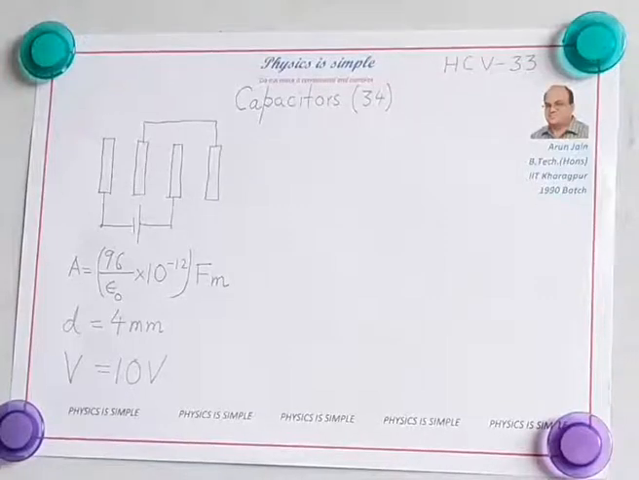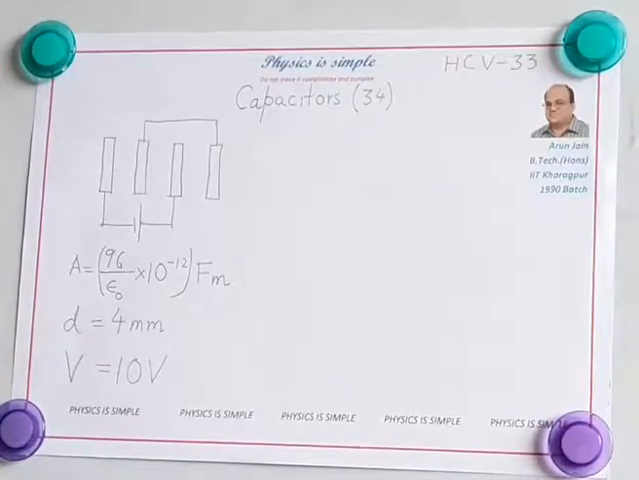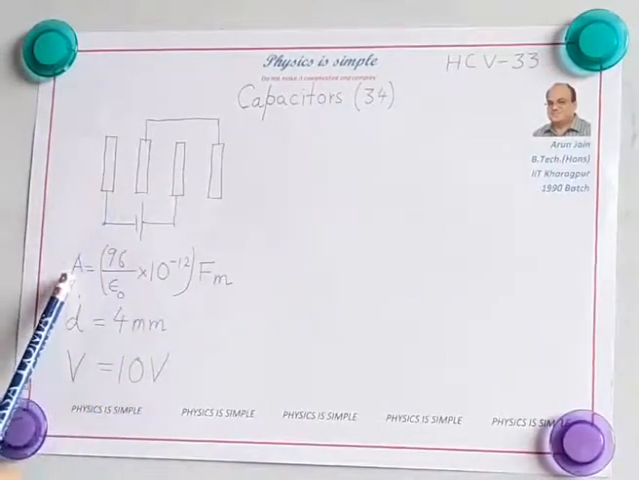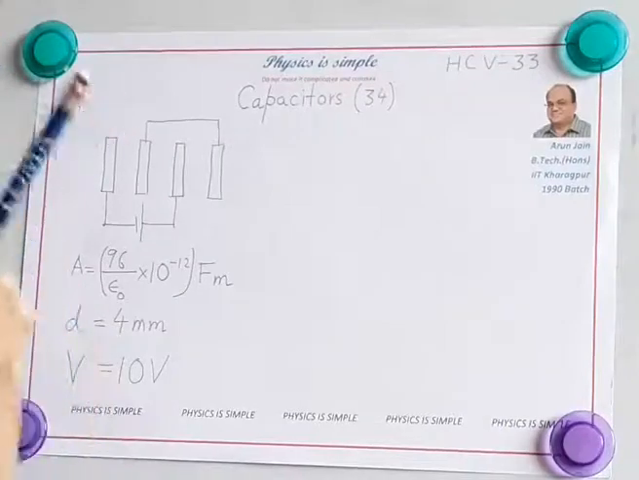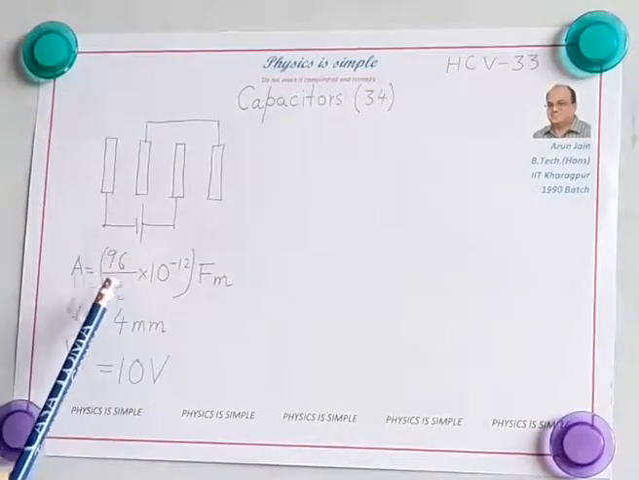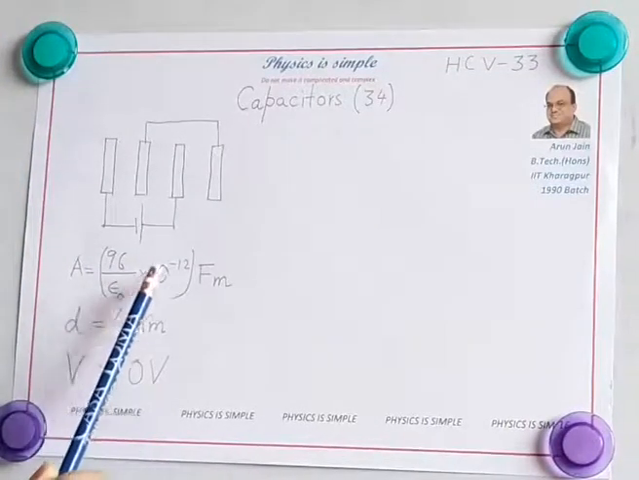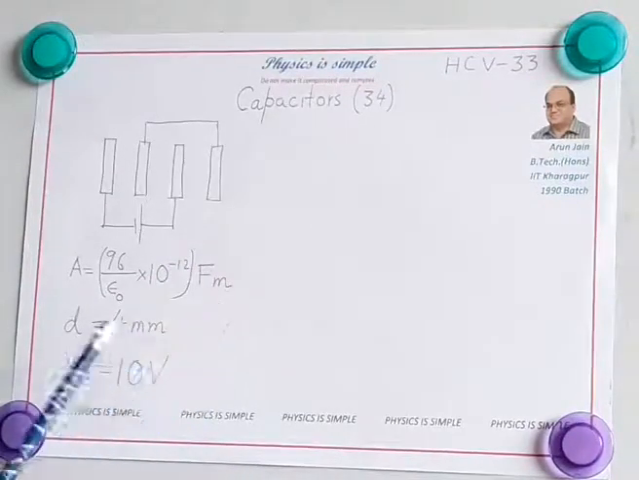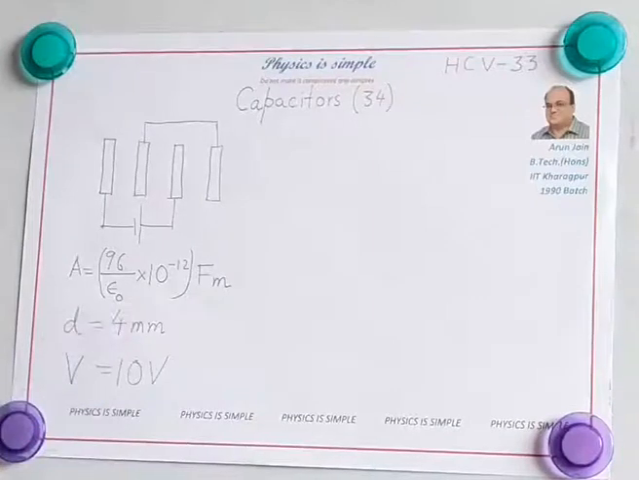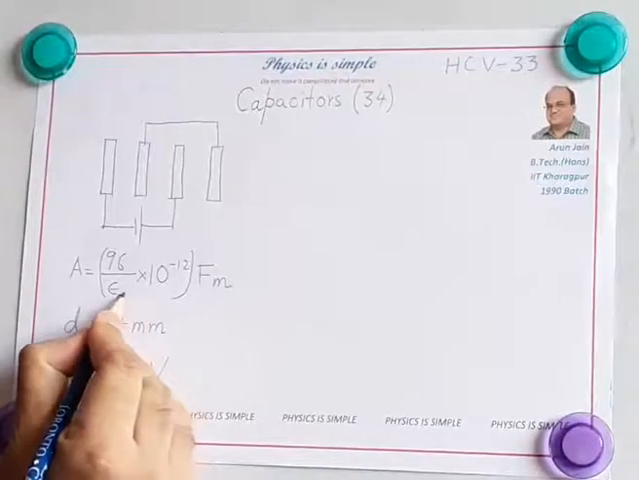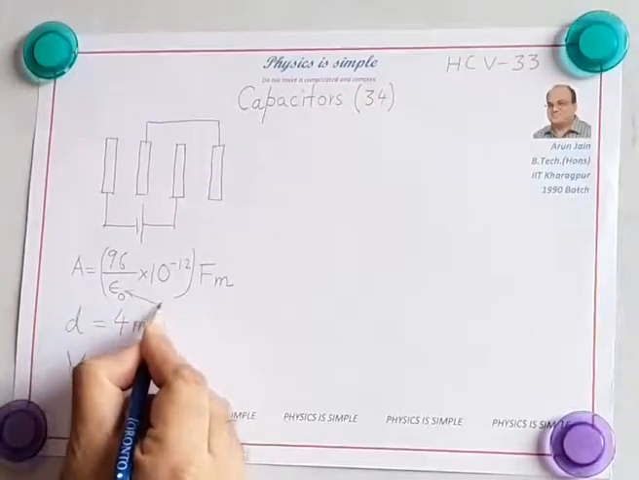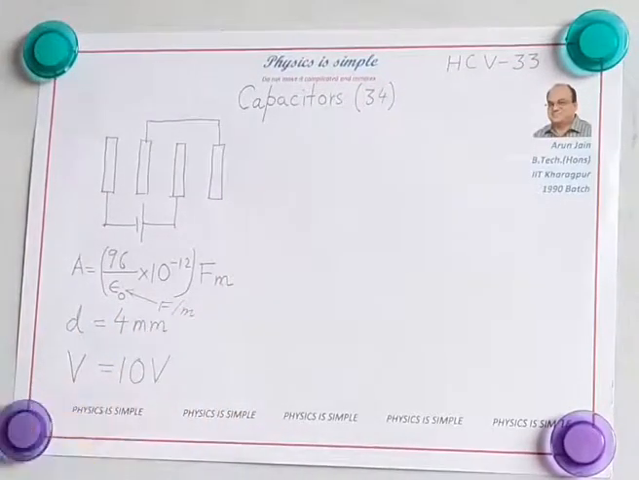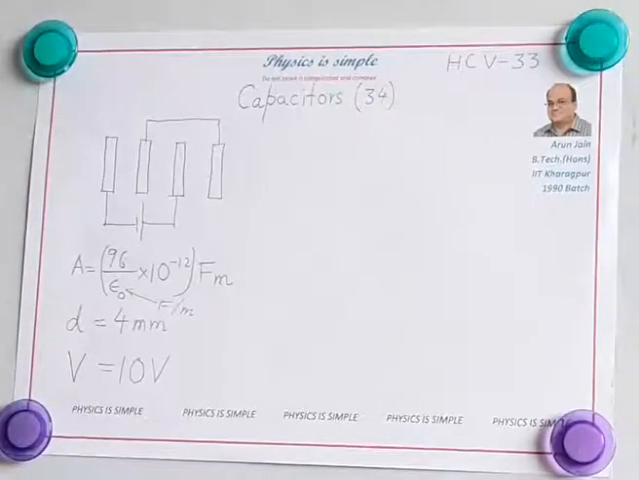This is a problem on capacitors. There are 4 plates. The surface area of the plates on one side is 96 by epsilon naught into 10 to the power minus 12 farad meter. Now you may wonder why the unit is given like this. The reason is unit of epsilon naught is farad per meter, and if you multiply these two units you will get meter square. So area is given like that.